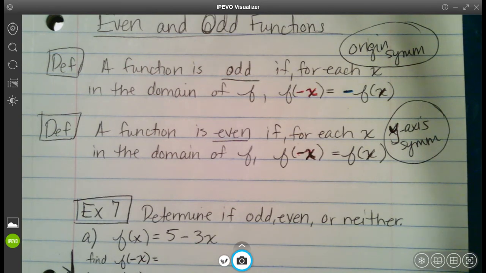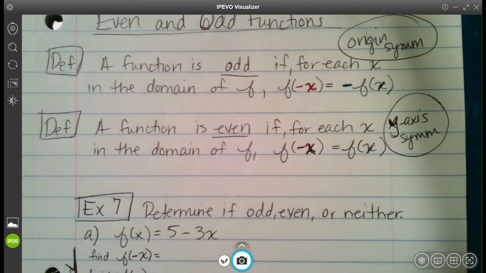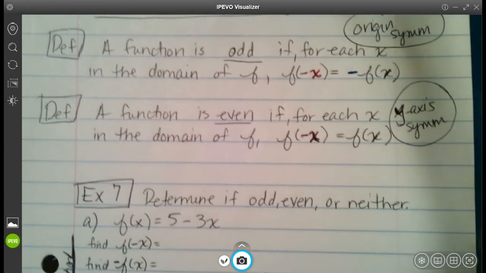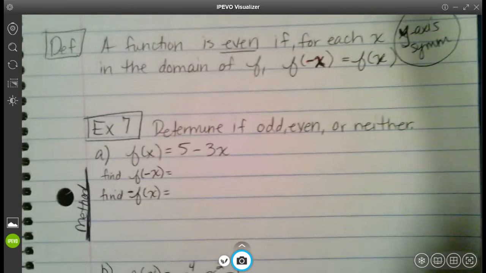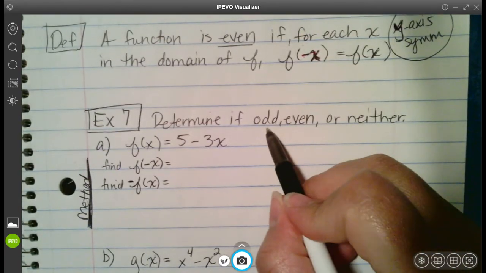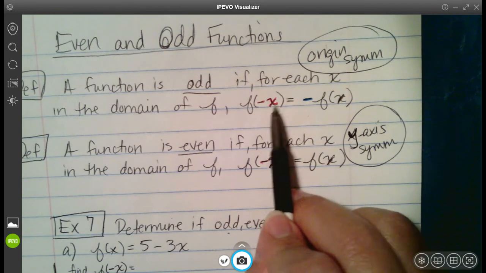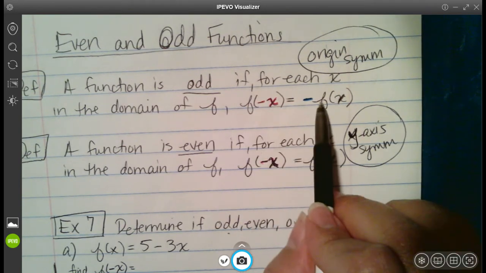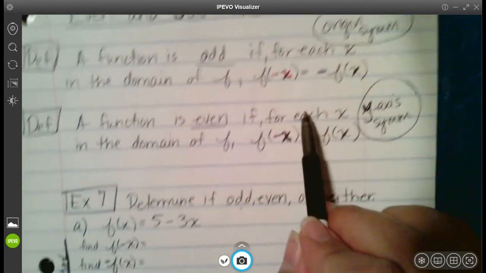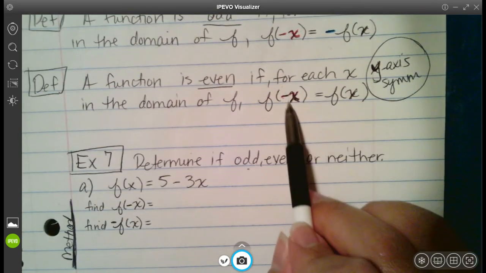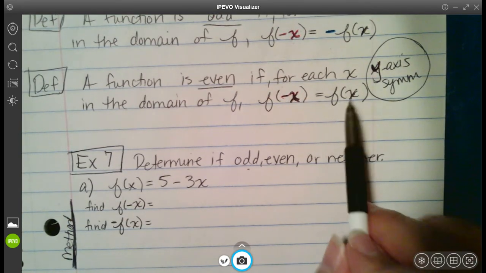So with those definitions and with what we already know, we're going to go ahead and determine if these functions down here are odd, even, or neither. Okay, remember that for odd, this has to be true. So if I plug in negative x, this function should be equal to the negative of the original. Okay, for even, my f of negative x should be the same as the original.